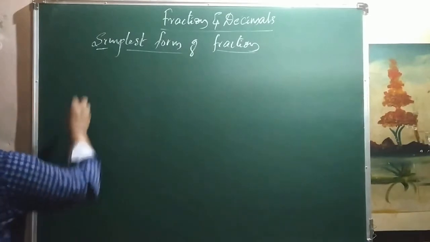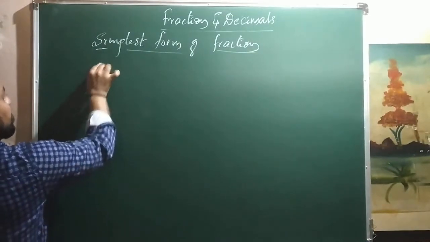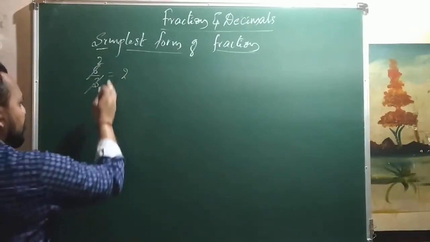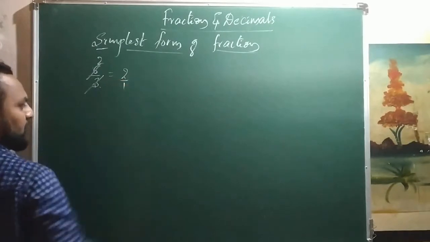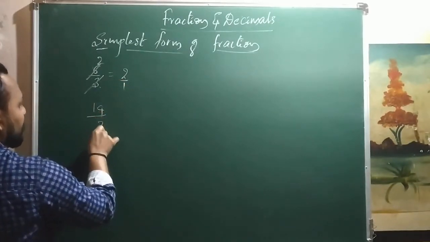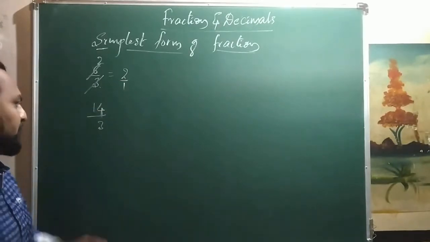Take 6 by 3. 3 ones are 3, 3 twos are 6. 2 is the simplest form. The simplest form of 6 by 3 is 2 by 1. Next, 14 by 3. The 14 by 3 is in the simplest form.